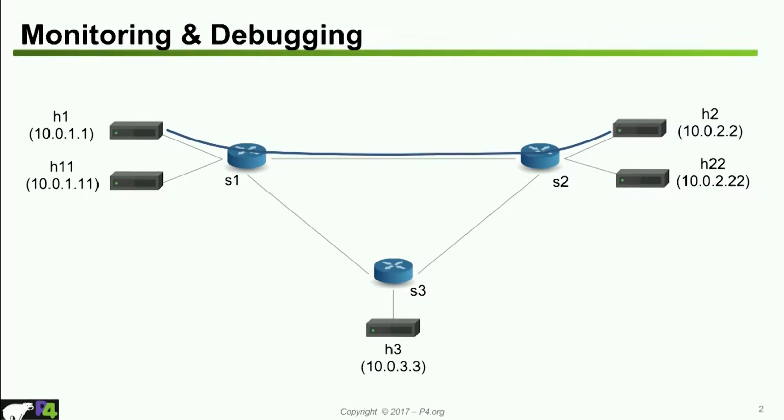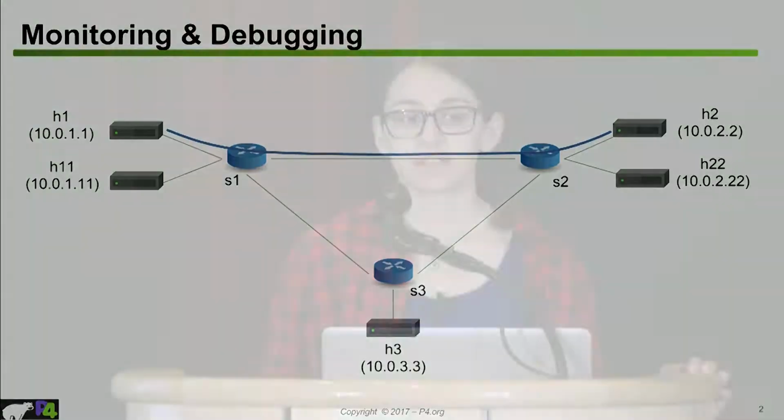So let's get started. This is the setup that we want to work with during this session. We have a network of 3 switches. S1 is connected to 2 hosts, H1 and H11. S2 is connected to 2 hosts, H2 and H22, and S3 is connected to H3. But we don't care about S3 and H3 in this session. Also suppose that all of these switches are running the basic.p4 program that we worked with during the morning sessions. So each one of these switches is just doing the regular destination-based IP forwarding.